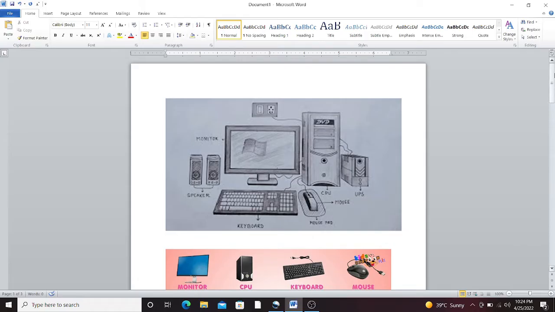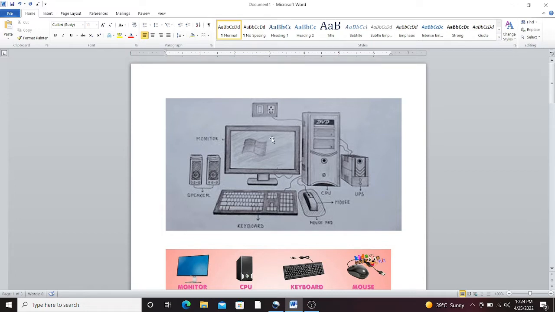Good afternoon, students. So today we are going to learn about computers and characteristics of computers, where we can use computers, and parts of computers. So these different things we are going to learn. Okay, so first of all I'm going to share one picture of a computer.